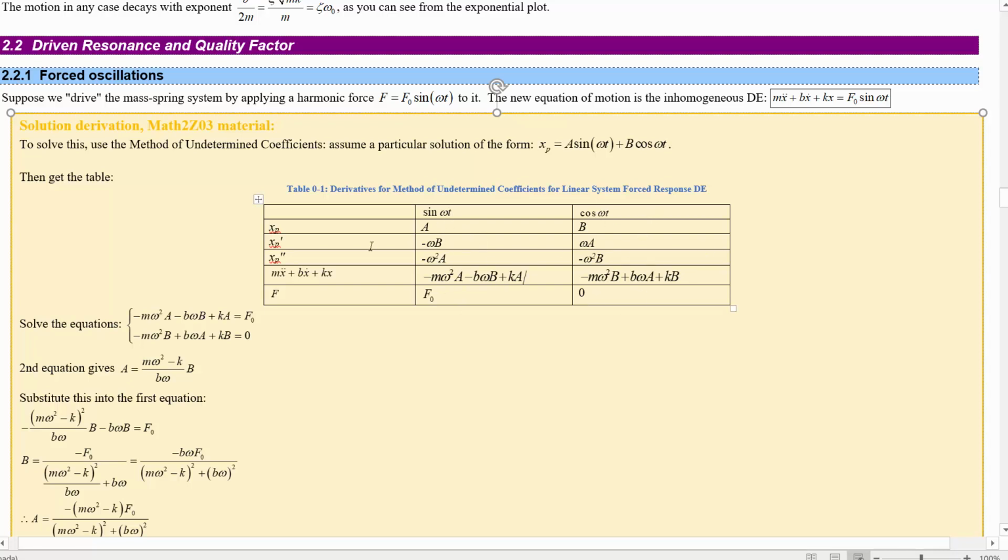If you want to know how this works, to help with the math class, basically what I'm saying here is xp has a sine omega t plus b cos omega t, and then xp prime is negative omega b sine omega t plus omega a cos omega t. And then xp double prime would end up with negative omega squared a sine omega t minus omega squared b cos omega t. So that's how you read the table.